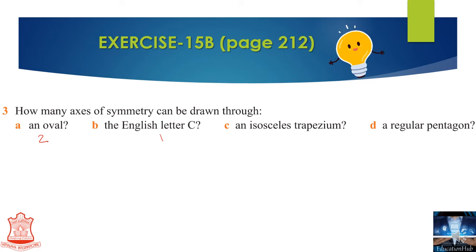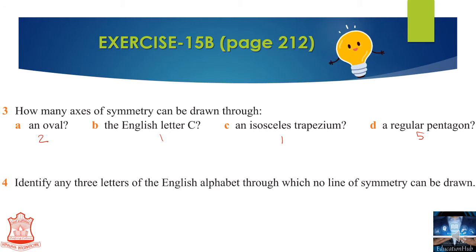Isosceles trapezium. As we have discussed in our previous chapters, isosceles trapezium कौन सा trapezium होता है जिसकी two non-parallel sides equal होती है. So उसमें से again we can draw one line of symmetry. And a regular pentagon. Pentagon is a figure having 5 equal sides. So we are going to have 5 lines of symmetry here.